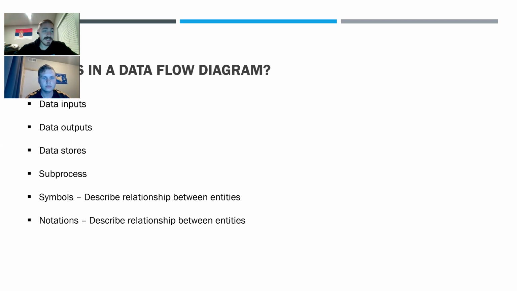The variables within a data flow diagram would be your data inputs, your data outputs, your data stores, your sub-processes, which are those functions and those classes and structs within systems that I was just talking about. And you will also have symbols and notations within data flow diagrams to help you see the flow of the data. And these are all going to be represented by symbols, which we'll talk about in the next slide.